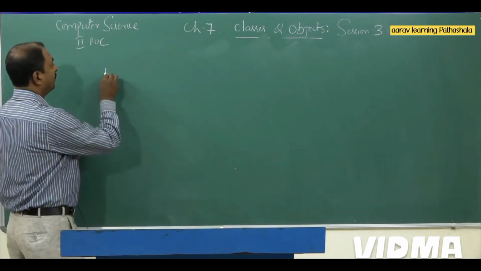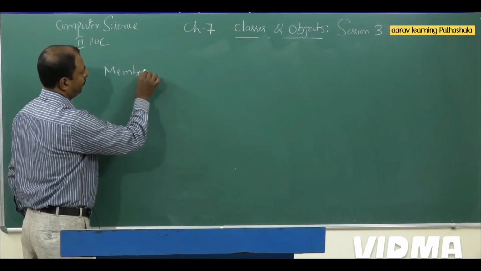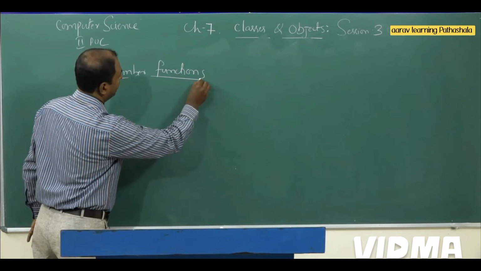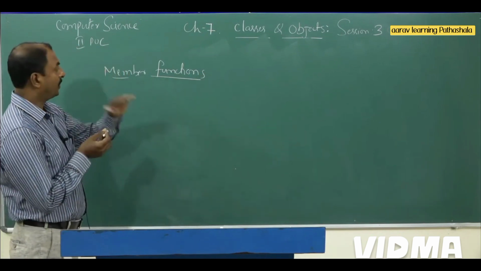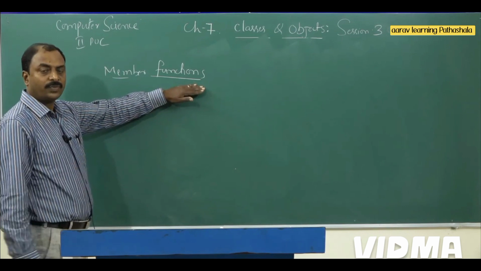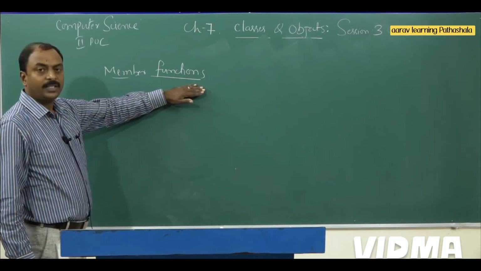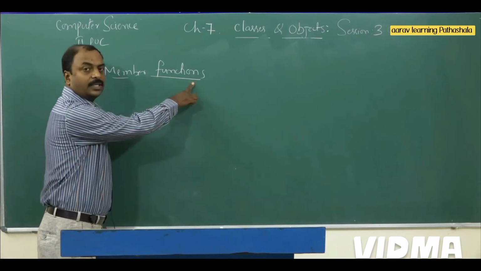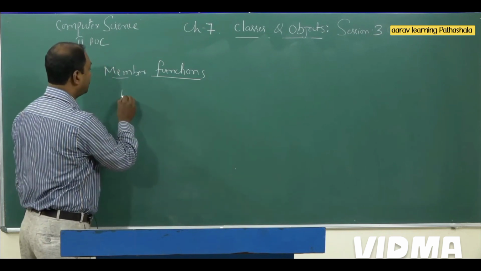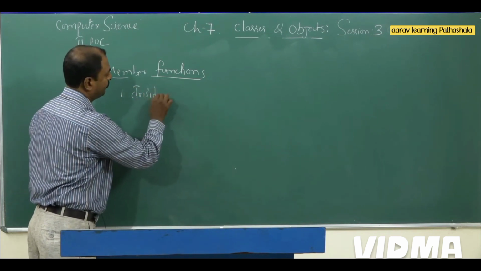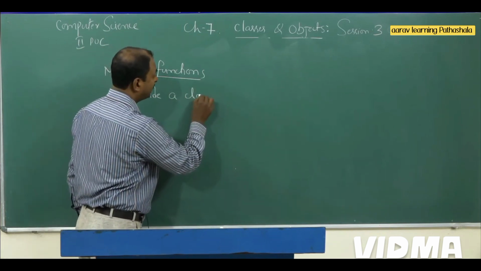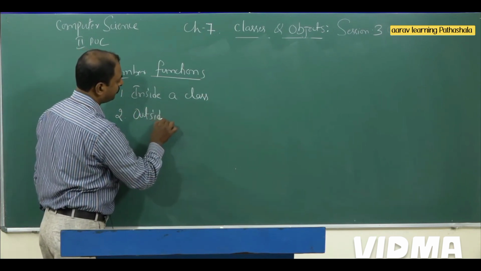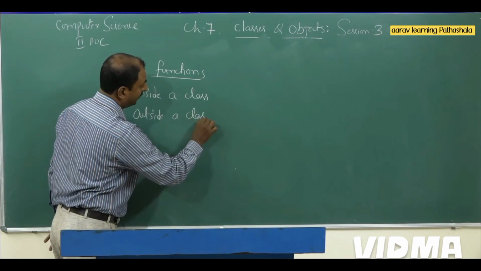So, if I talk about member functions or member methods, for each and every function we have to write a function definition. First we have to define the function, then each and every function must have a function definition. While writing a function definition, there are two ways or two methods. One is inside a class, and the second one is outside a class.